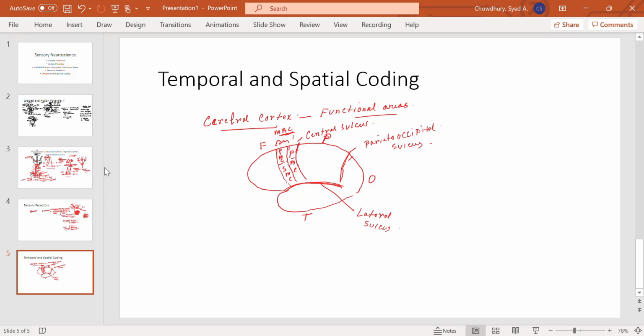So after the planning, the signal will go to the primary motor cortex, and the primary motor cortex will execute the function. Okay, so analyzing and planning is the function of the association cortex. Then if you move further towards the front, this is the frontal eye field. Frontal eye field is important because this area controls the movement of the eyeballs. So your eyeball movements are controlled by the frontal eye field.